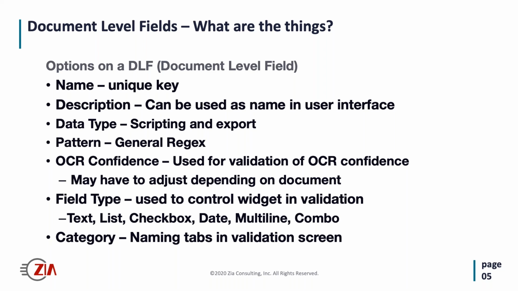The OCR confidence can be set at a per field level. And what that does is there are two confidences when extraction is made. One of them is just called confidence, and that confidence is based on the regular expression that you use for something like a key value extraction.